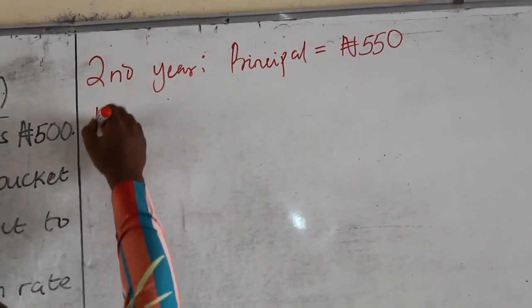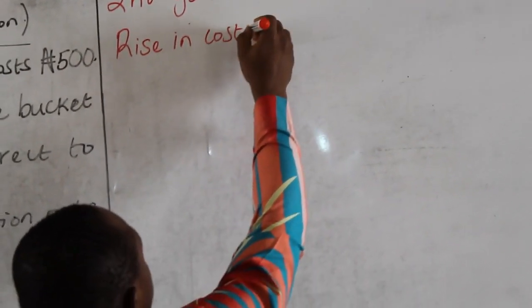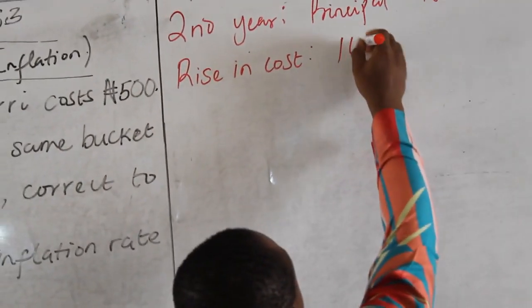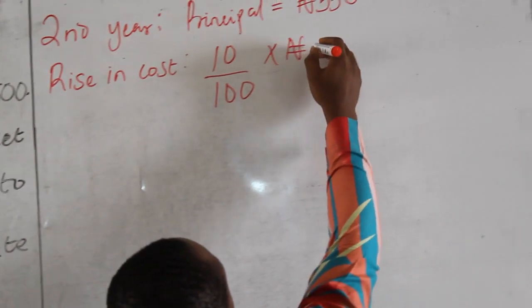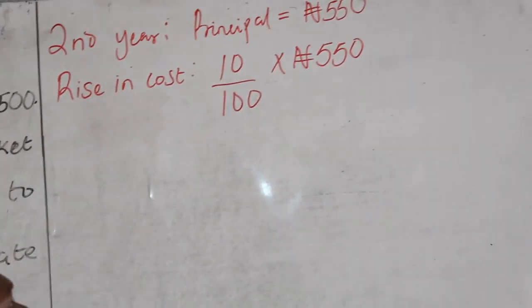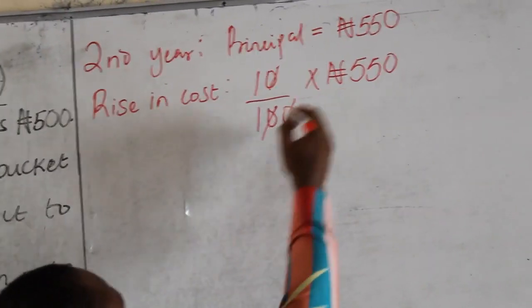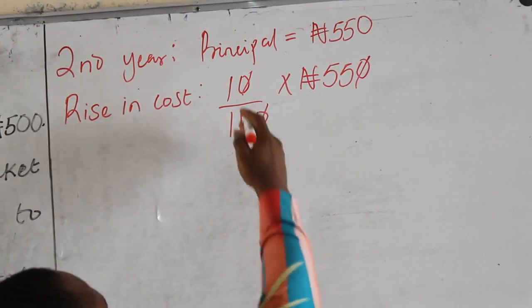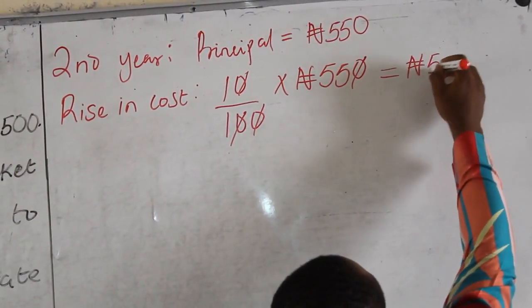Now we'll calculate for the rise in cost of a bucket of Gari, knowing that our inflation rate is 10%. So, rise in cost, 10% multiplied by our principal, which is 550 naira. Once again, the 0 can cancel the 0, and when this multiplies out, we are left with 55 naira as our rise in cost.